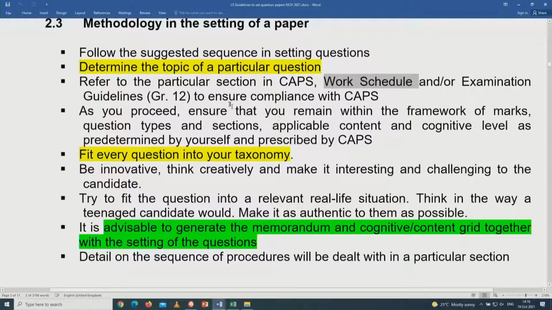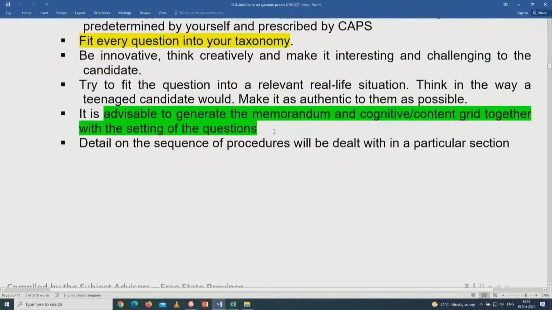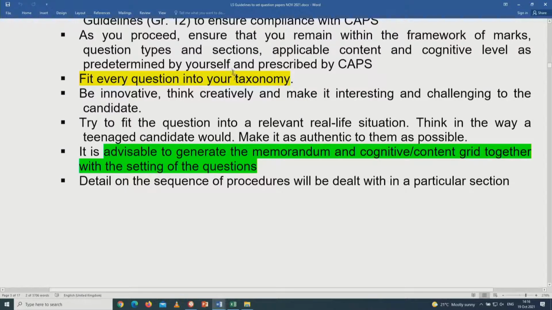Fourth bullet, as you proceed, ensure that you remain within the framework of marks, question types and sections, applicable content, and cognitive level, as well as nowadays in the amended CAPS, difficulty levels. Fit every question into your taxonomy. In other words, every question will cover certain content, but it will also cover certain difficulty levels and cognitive levels. I will show you later on. So please stay with us.